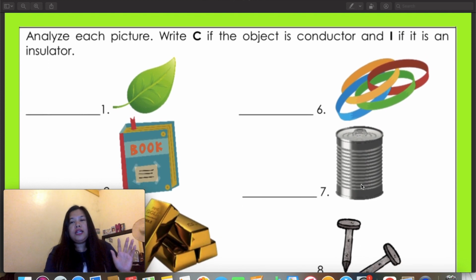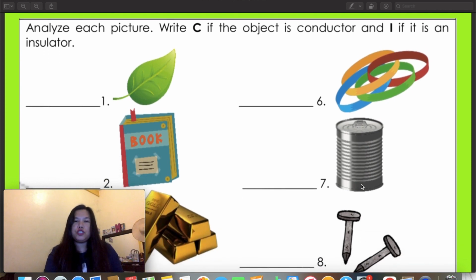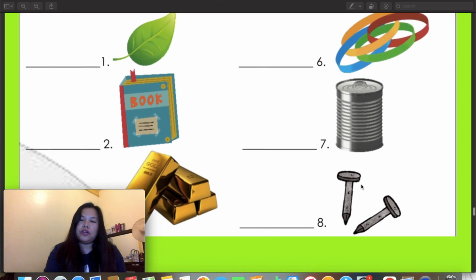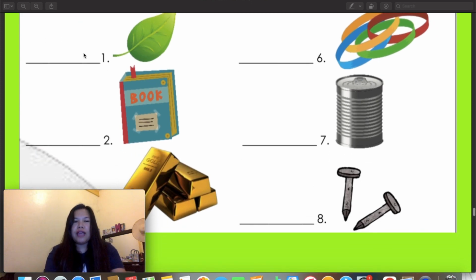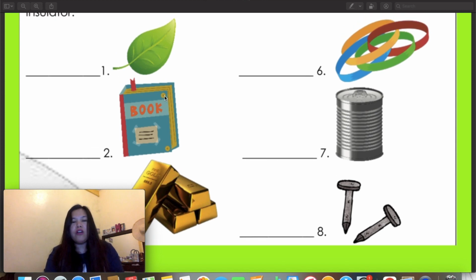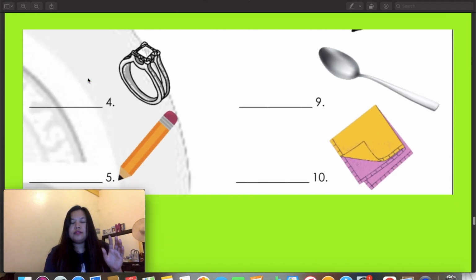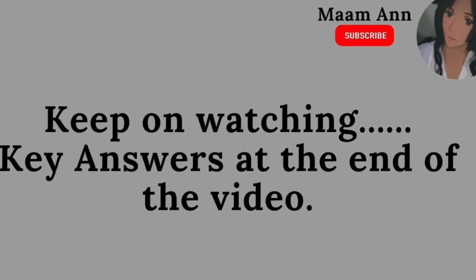Okay, in your Learning Task 1, analyze each picture. Write C if the object is a conductor and I if it is an insulator. So yun po, lagyan nyo na ng I at saka C. For example, sa number 1, si dahon, ano yan? Dinadaluyan mo siya ng kuryente or hindi? Hindi dinadaluyan si insulator, yung dinadaluyan si conductor. There are 10 items. So, you have to answer I and C. And then after doing this learning task, you will check your answer.